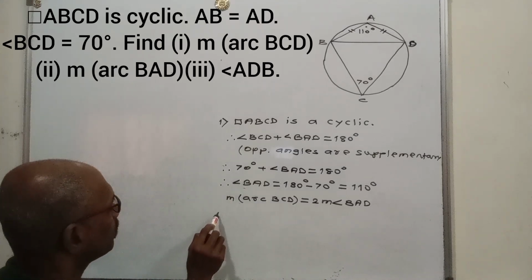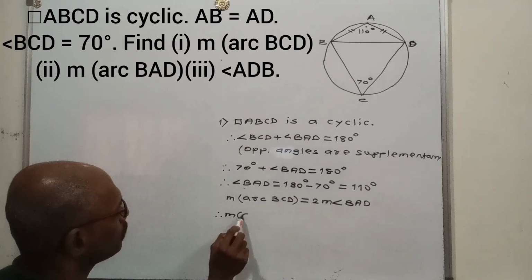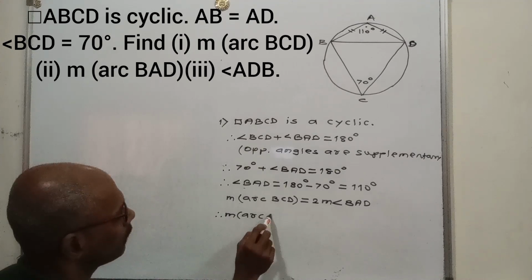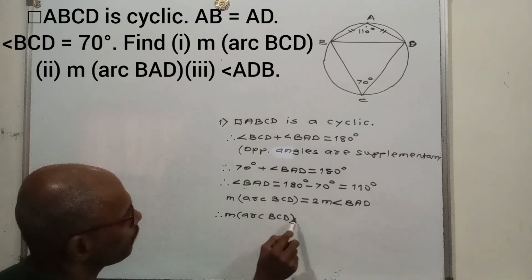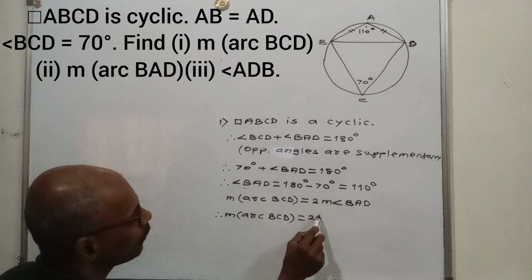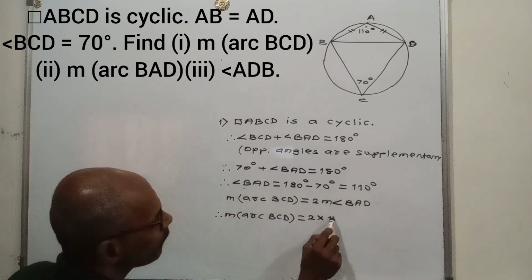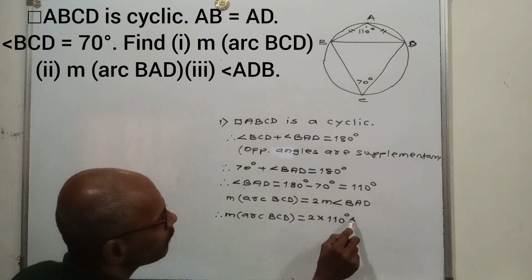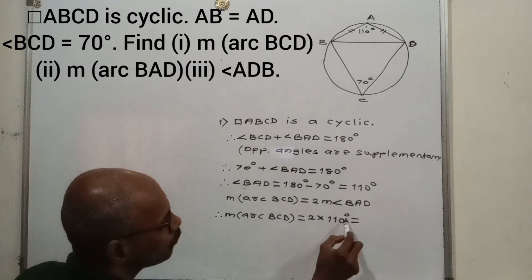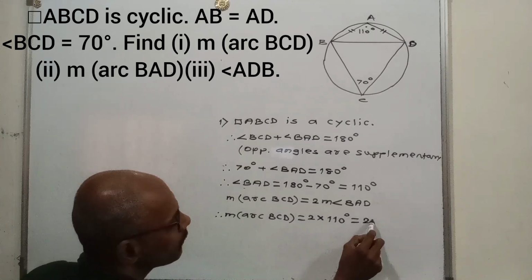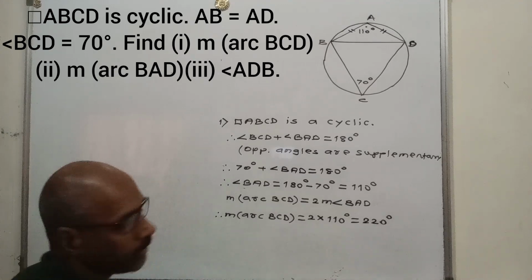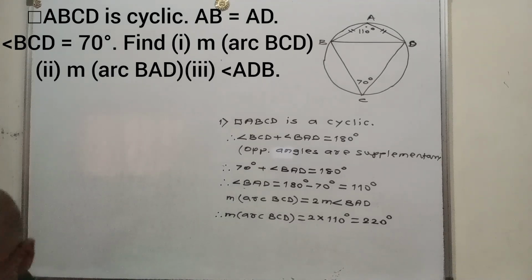Now, therefore, major arc BCD is equal to 2 into the value of BAD. What is it? 110 degrees. 2 into 110 degrees means 220 degrees. Did you get it?